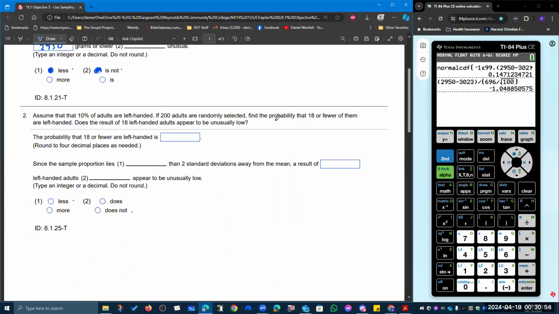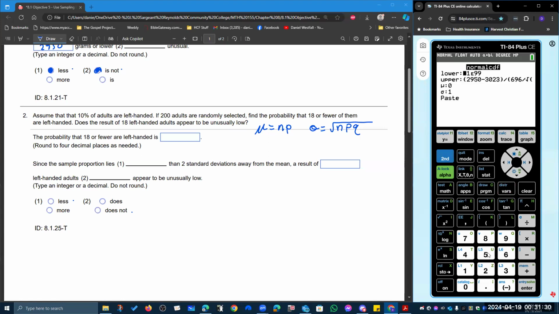There are a couple of different ways to do this problem with different distributions. We're going to stick with the normal distribution and say that mu is equal to NP and sigma is equal to the square root of NPQ. And this is approximately normal because n is so large. And we're not going to worry about doing any correction factor or anything like that right now. We're just going to come in here and say second distribution, normal CDF.